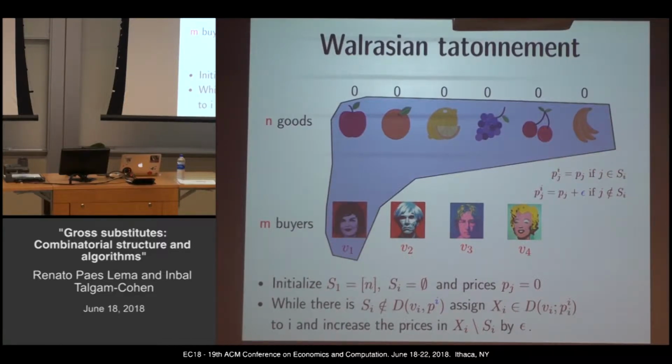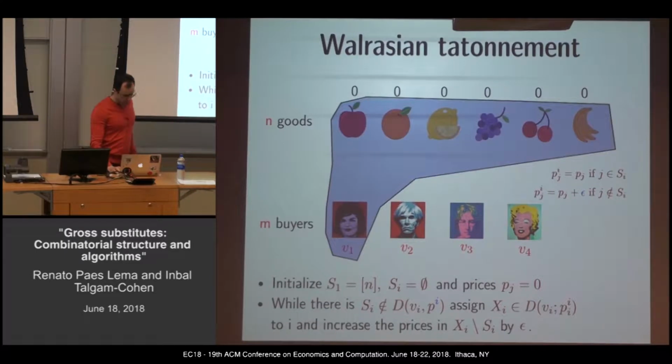That's the personalized price. The global price is what you pay for what you have. For what you don't have, you face a slightly epsilon-higher price. So while there is someone that's not happy, that would prefer to acquire some other goods that other people have, we pick these goods and assign them to him, and also increase the prices of the goods he acquired by epsilon, and then he will be happy.